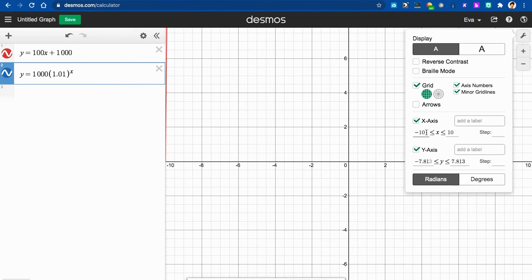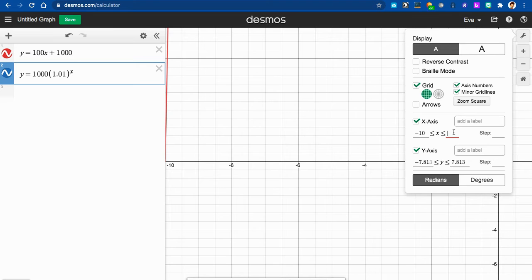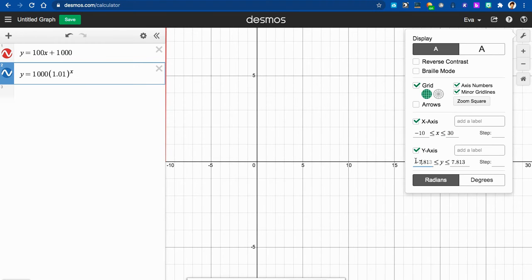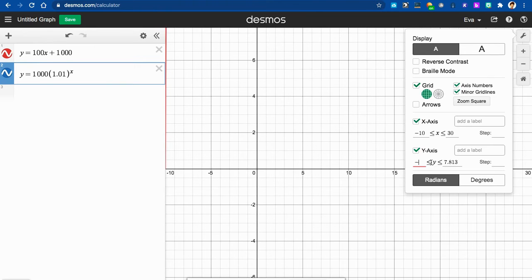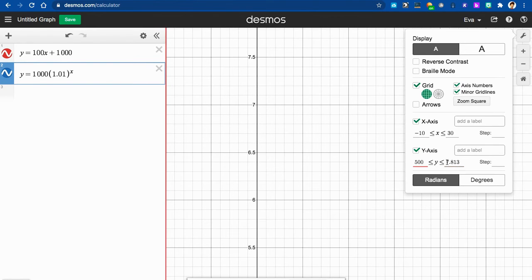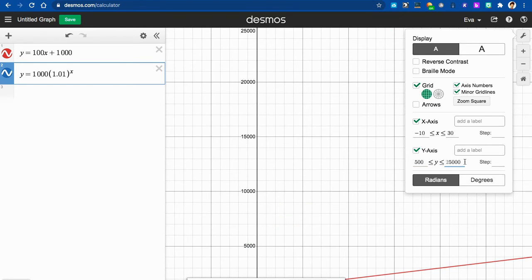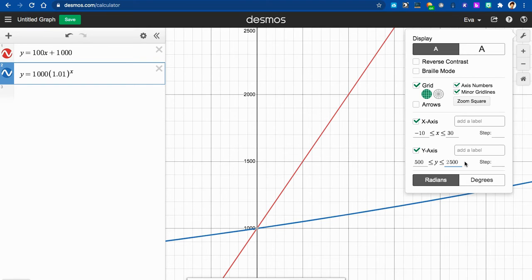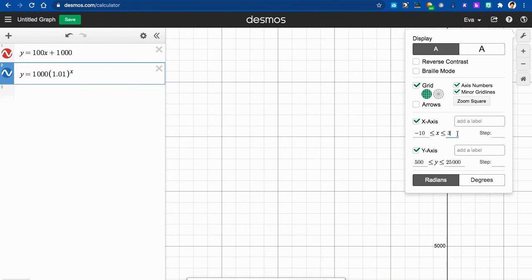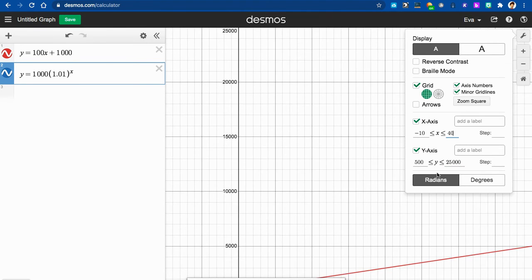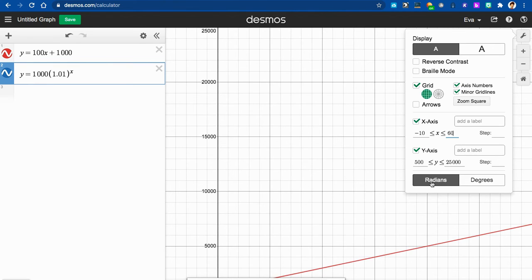So again, on the x-axis, I'm going to go from -10 to, let's go to 30. And on the y-axis, there's really no need for these negative values since both of these functions start at 1,000. I'm going to just start at 500, and I'm going to go all the way up to, let's go to 25,000. Let's see if that does anything. A little too high, so let's go to 2,500. Nope, let's go up to 25,000. And maybe we'll change this to 40, 50, 60.